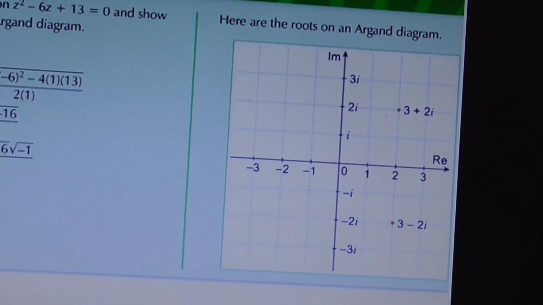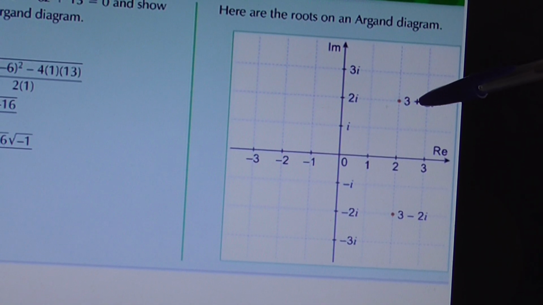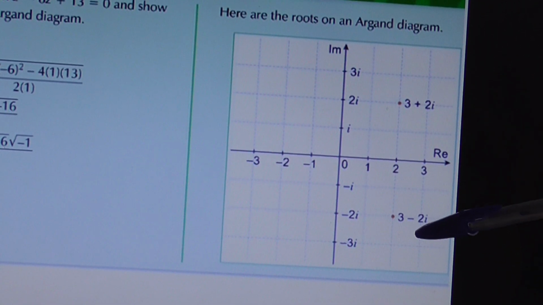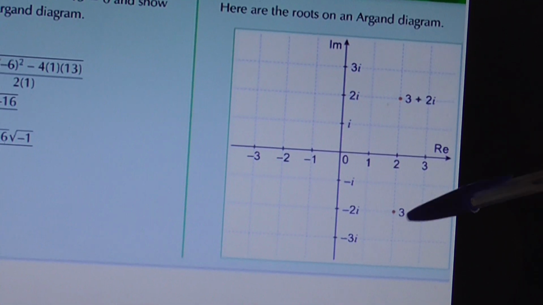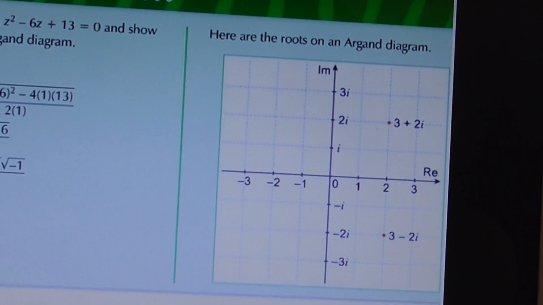Alright, so plot the 2 points. So there's one of the coordinates, one of the roots, z, and there's the conjugate. Alright, so we plotted the two roots and you can see the conjugate, they're a reflection of each other through the real axis.